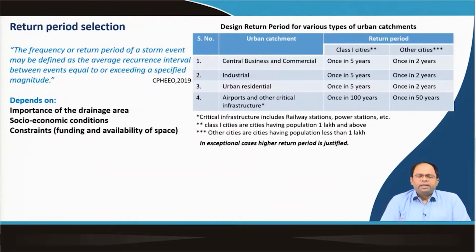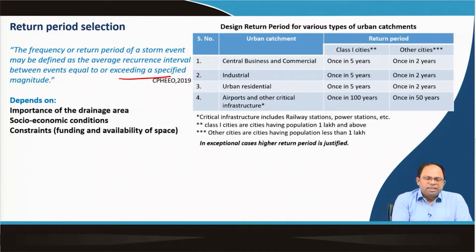First of all, how do I determine the return period? Return period is basically the frequency of a storm event, and it could be defined as the average recurrence interval between events equal to or exceeding a specific magnitude. So, if I choose an intensity of 90 millimeter per hour and the return period, I can say, is like 5 years, that means this 90 millimeter per hour for that particular duration of rainfall happens every 5 years, it is repeated. So, that is the basic concept behind the idea of return period.